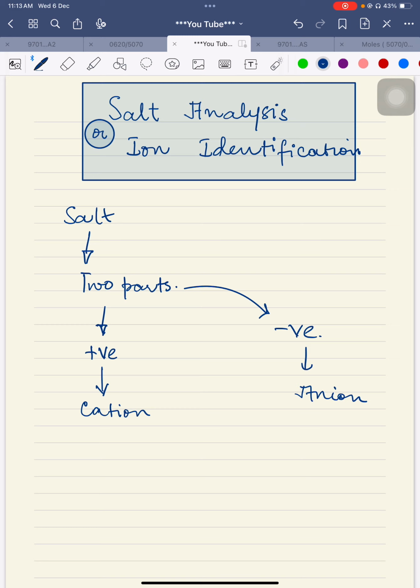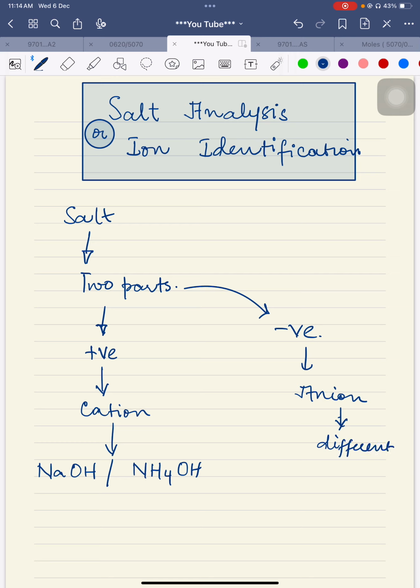Then the second point is that there will be separate tests for cation detection and separate tests for anion detection. For cation detection, two types of substances are used. One of them is sodium hydroxide, whereas the other is ammonium hydroxide. Ammonium hydroxide is also called aqueous ammonia or ammonia solution, whereas the tests for anions are different.